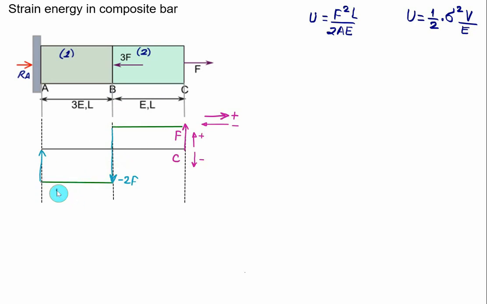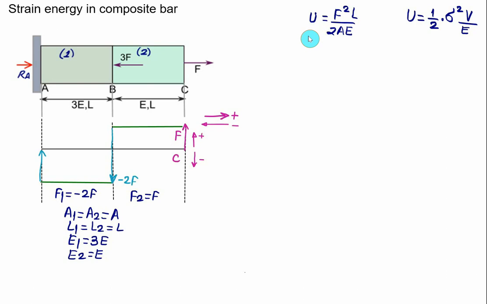So in this case we have force F1 equal to minus 2 times F. Force F2 will be equal to F. Area A1 and area A2 are identical, equal to A. Length L1 is equal to L2 is equal to L. And we have Young modulus E1 equal to 3 times Young modulus E, and E2 is equal to E. Since here we know the force, it is better to use the first equation.